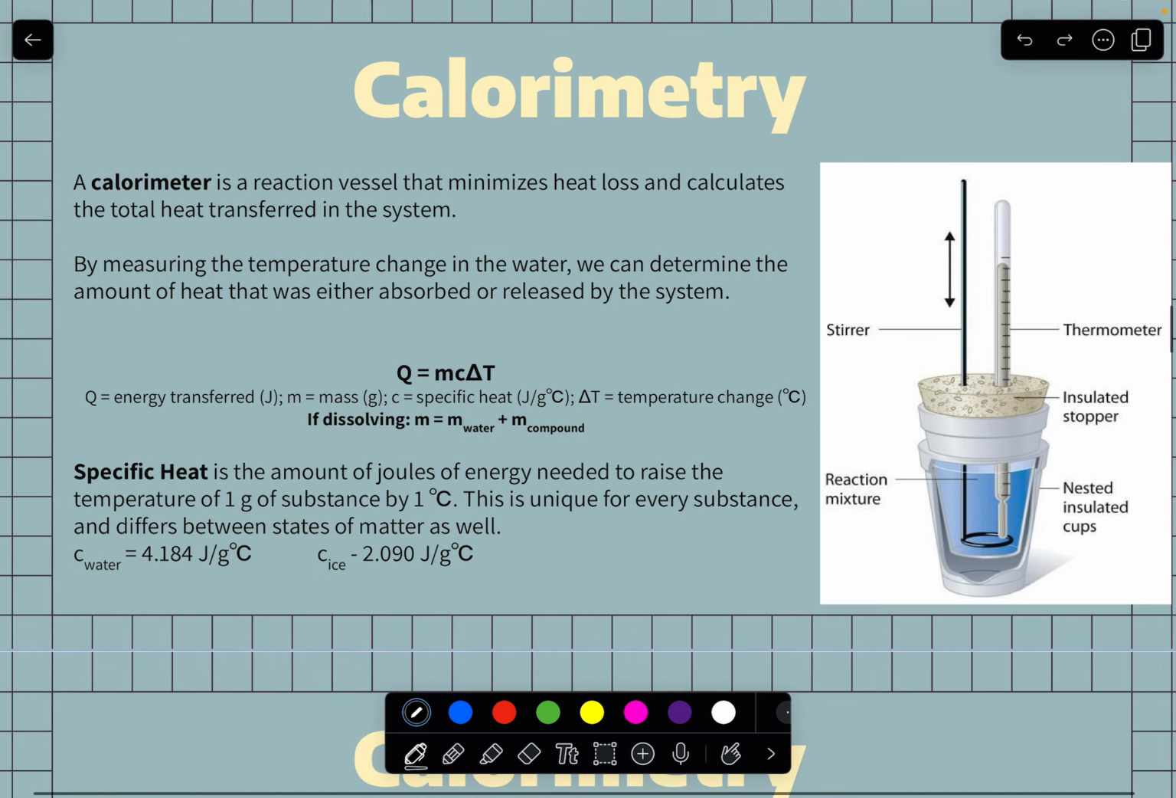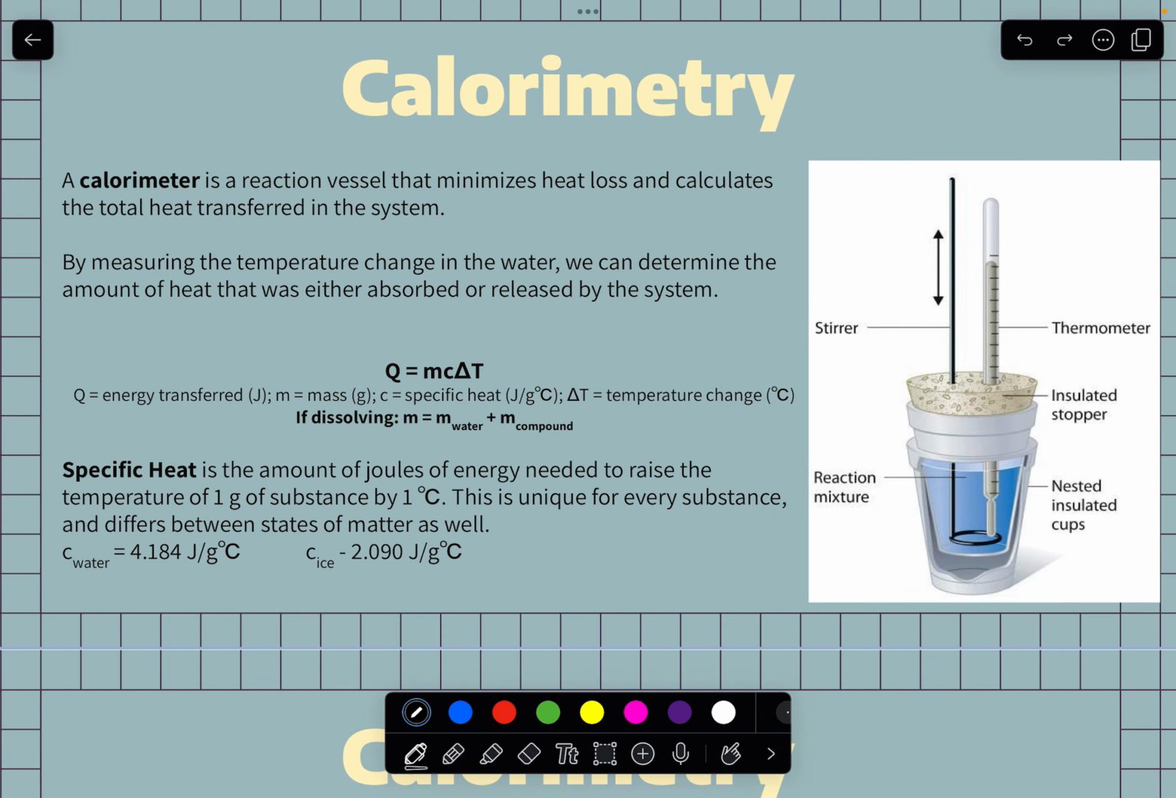All right. So for specific heat, remember the specific heat is the amount of joules of energy to raise the temperature of 1 gram of substance by 1 degree Celsius. Okay, this is unique for every substance, and it's different for states of matter as well. So here we have the numbers for water and ice. So this is both H2O. But for water, so this should be an equal sign, not a minus. Water is 4.184, ice is 2.090. So two very different numbers, even though it's still H2O, it's different forms of it.